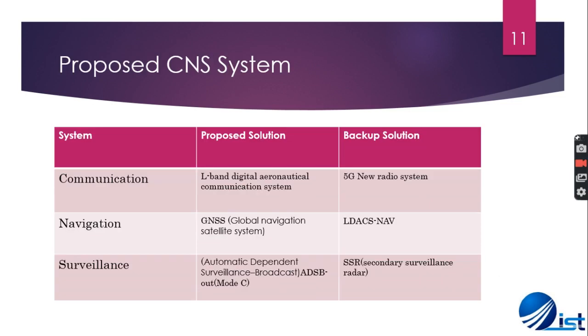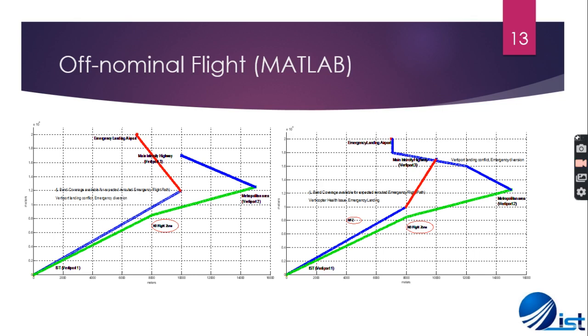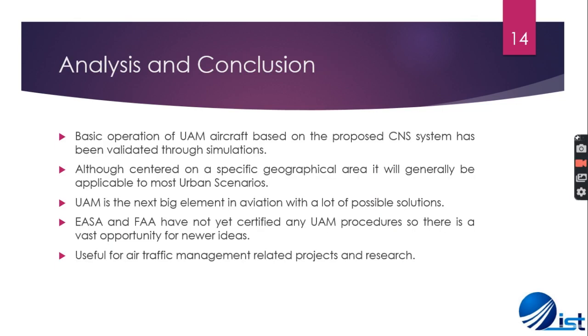After a deep study of the CNS system and after analyzing different options of communication, navigation and surveillance for urban air mobility, we have proposed the following CNS system for urban air mobility. Three representative cases of nominal and off-nominal flight cases are shown in slides number 12 and 13 regarding the proposed CNS system with bounds of chosen vertiports. The proposed CNS system is validated through simulations, and the proposed system is applicable to most urban scenarios.